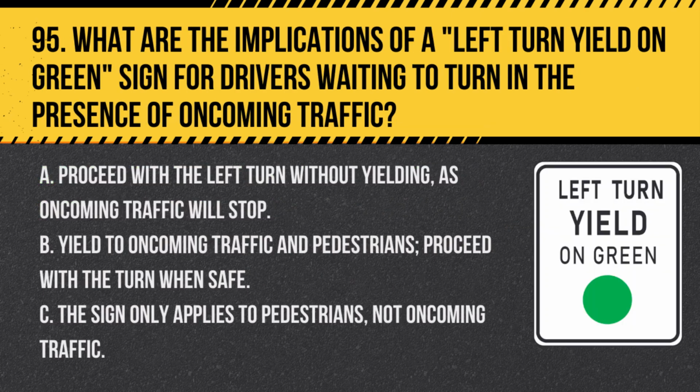Question 95. What are the implications of a left turn yield on green sign for drivers waiting to turn in the presence of oncoming traffic? A. Proceed with the left turn without yielding, as oncoming traffic will stop. B. Yield to oncoming traffic and pedestrians. Proceed with the turn when safe. C. The sign only applies to pedestrians, not oncoming traffic. Answer: B. Yield to oncoming traffic and pedestrians. Proceed with the turn when safe. This ensures the safety of all road users at the intersection.